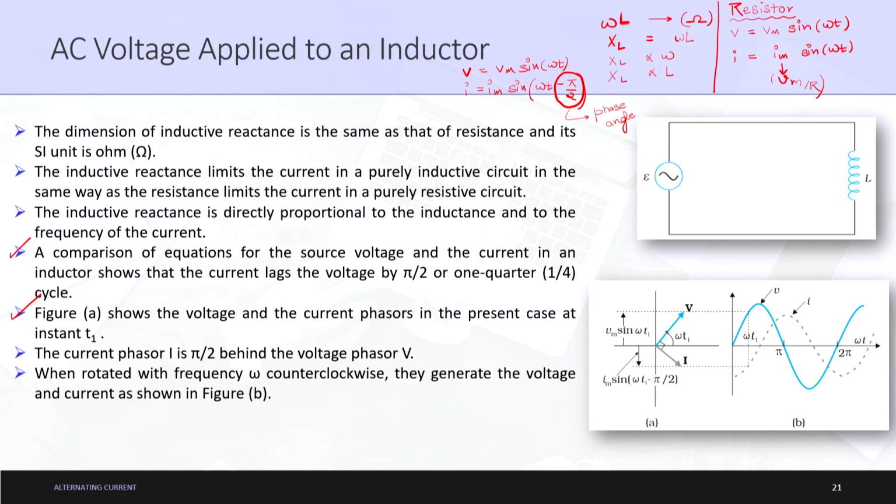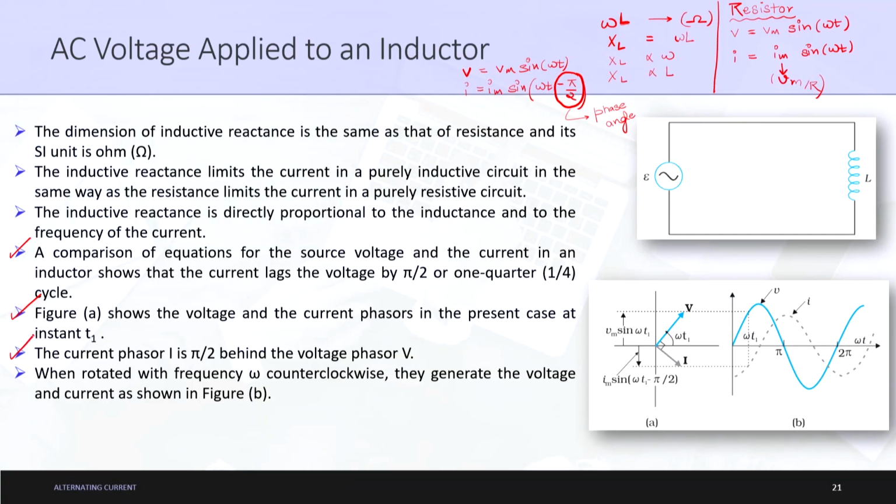Because the phase angle is minus pi by 2 basically, we will say that this is equal to pi by 2. The current phasor I is pi by 2 behind the voltage phasor V. What is ahead? Ahead is in this case if you are going in this sequence, and behind means it is back. If it is back, then we can say that capital I is pi by 2 behind the voltage V phasor.